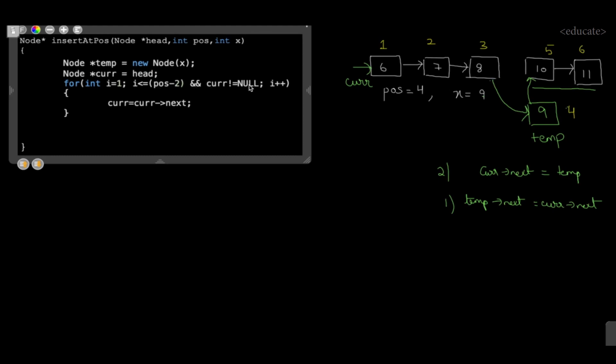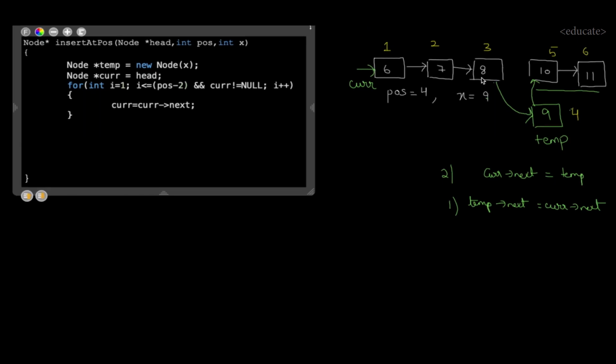In this loop, we have also made one condition that current should not be equal to null, as it would give a segmentation fault. Now once we reach the third position, we will do temp of next equals current of next. Then we will link the node 8's next to 9, so we simply do current of next equals temp. Now our node 9, which was to be inserted at position 4, has been inserted. So we simply return the head. This is the basic implementation of our code.